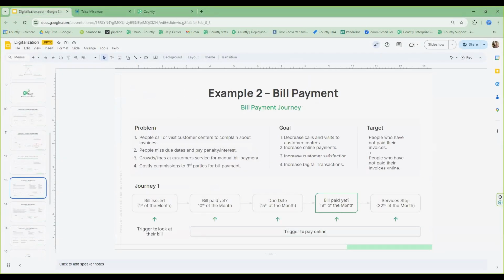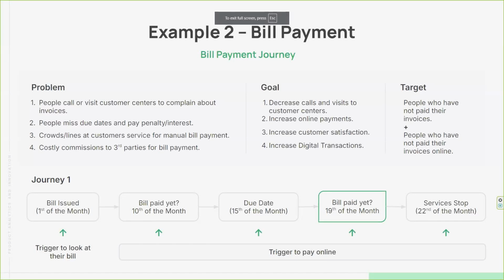Our second example would be a transaction example, which is a bill payment. So now here, in my fictional company, there's a bill issued on the 1st of the month. They have until the 15th of the month to pay their bill. After the 15th, because there will be interest that will work on the invoice, the customers will be dissatisfied. And then 2 weeks after the due date, I will be shutting their services off. So again, dissatisfaction by the customers.